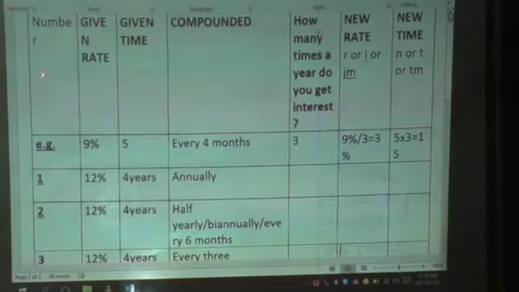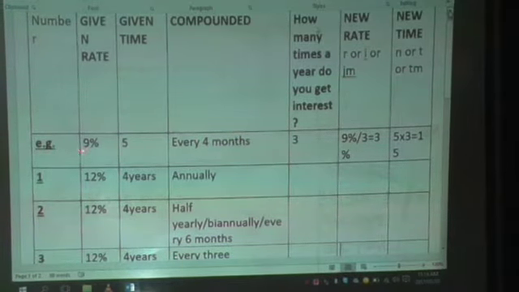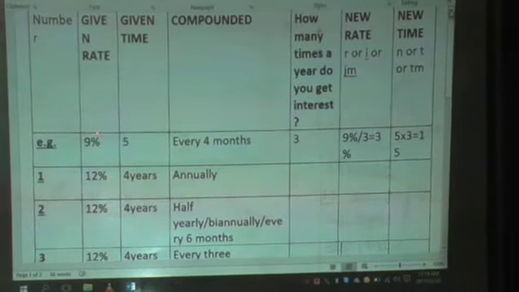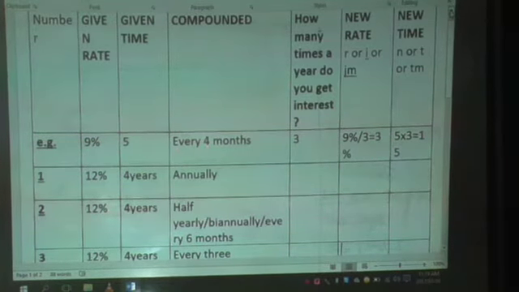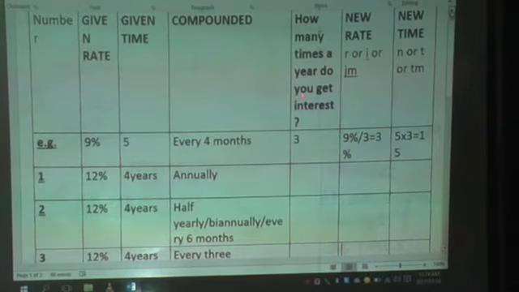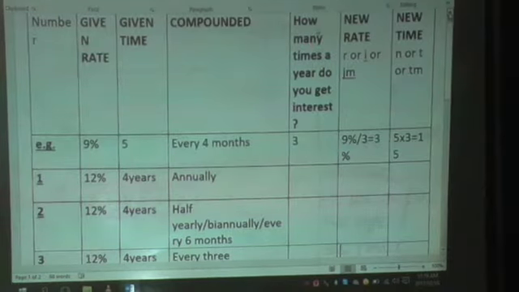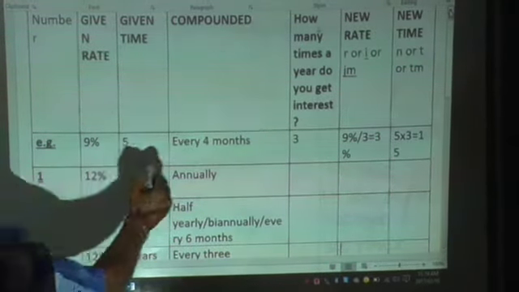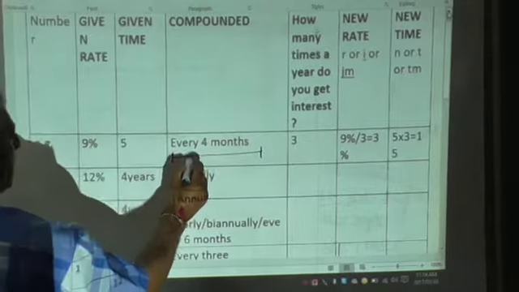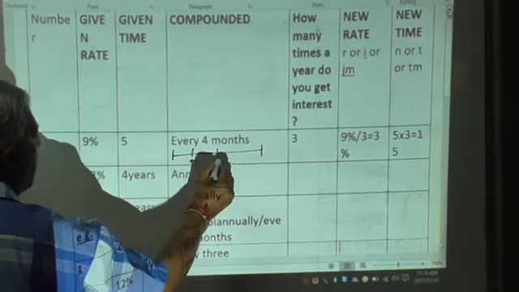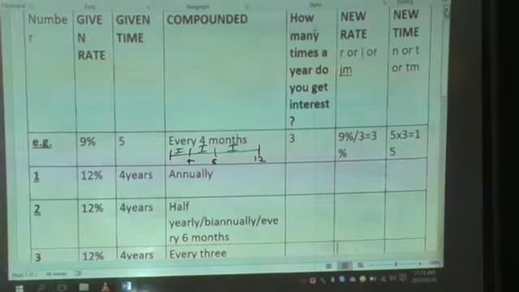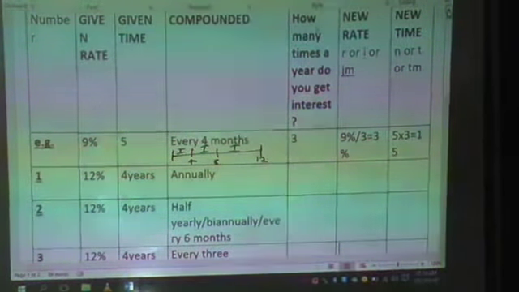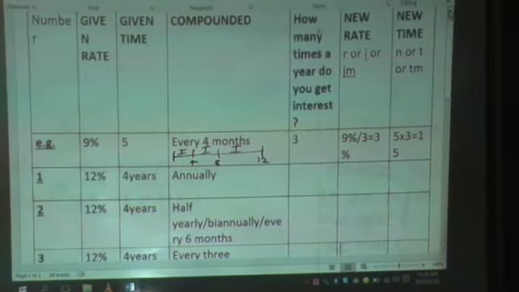So let's take an example. In this example, you are told that the interest is 9% per year. You are told the time is 5 years. And you are told that the interest is compounded every 4 months. So how many times a year will you get interest? Well, if you do a timeline, 1 year, after 4 months, then after 8 months, and then 12 months, you're going to get interest 1 time, 2 times, 3 times. So that's how we get the answer 3.